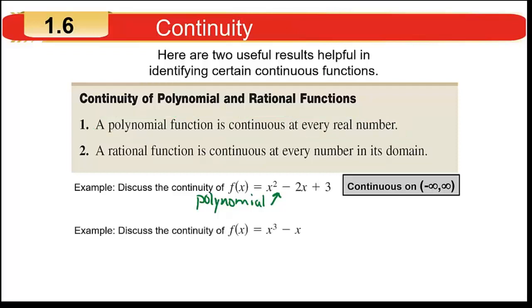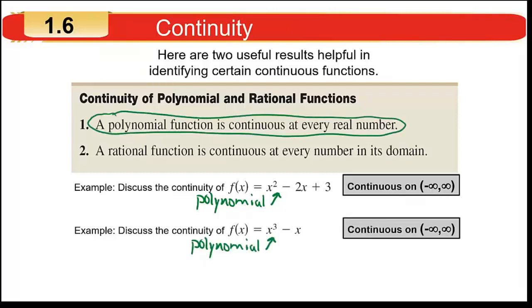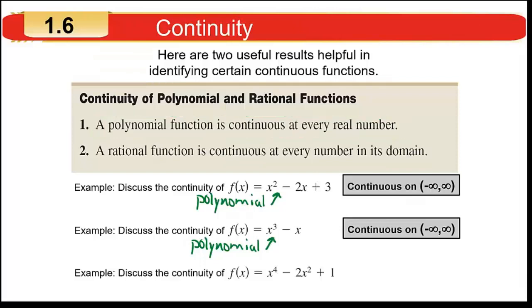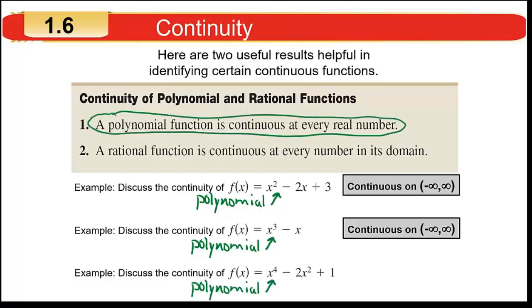F of x equals x cubed minus x, same thing. That's a polynomial. Game over. It's continuous from minus infinity to infinity. F of x equals x to the fourth minus 2x squared plus 1. Again, that's a polynomial. Game over. It's continuous from minus infinity to infinity. So if you can ever identify the function as being polynomial, you've got the answer. It's always going to be minus infinity to infinity, unless the domain is artificially restricted down from that, and we will see an example of that later on. But in general, unless there is some overarching restriction, it will be minus infinity to infinity.